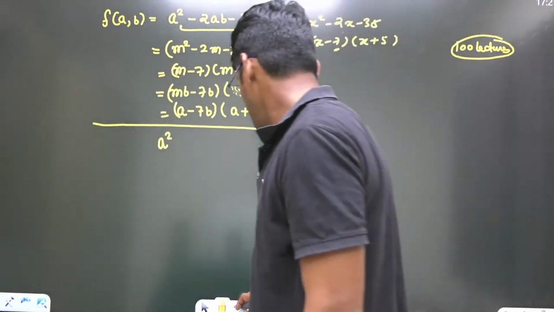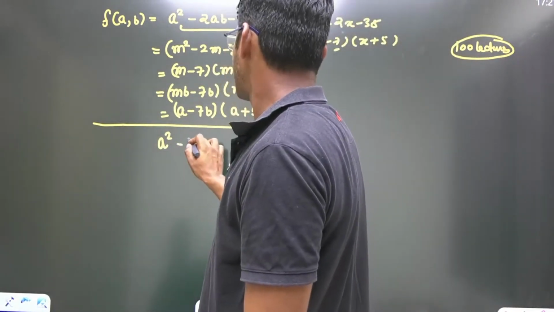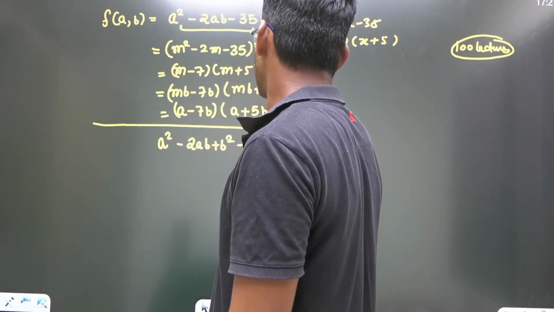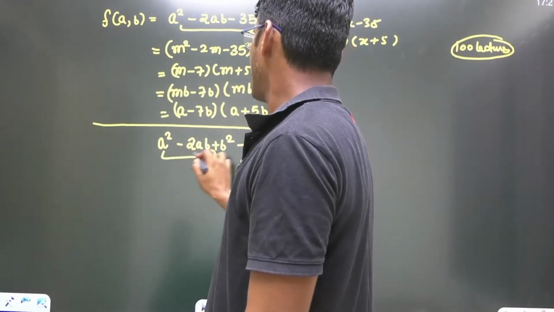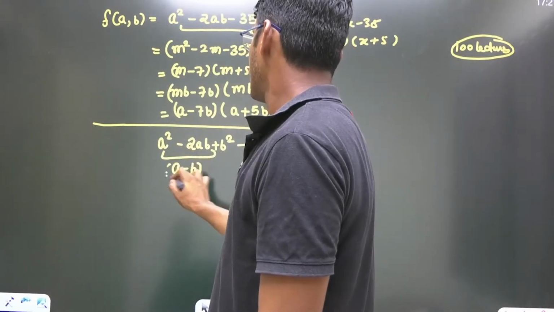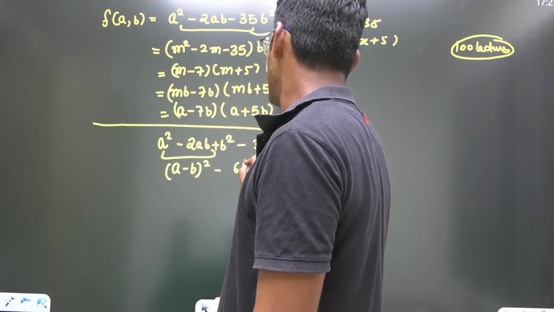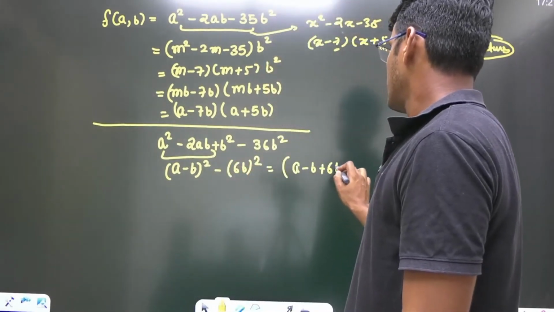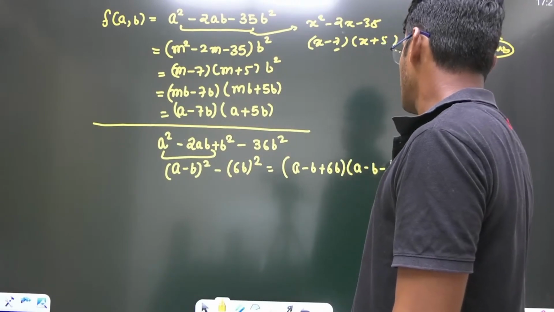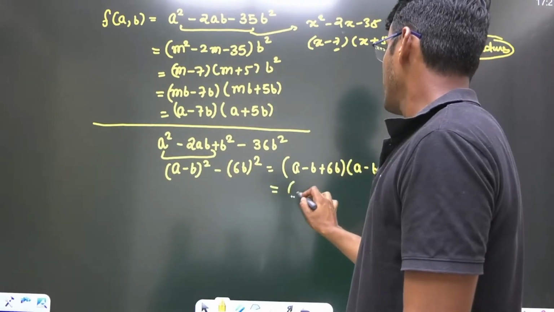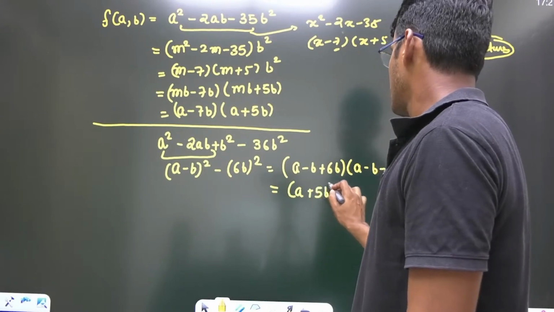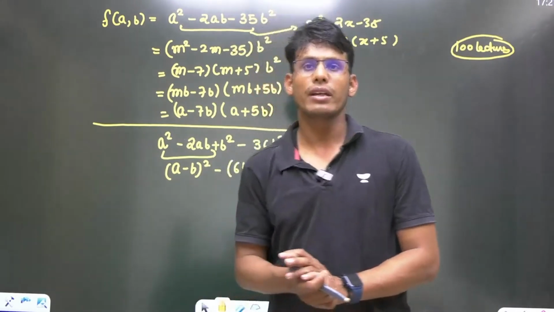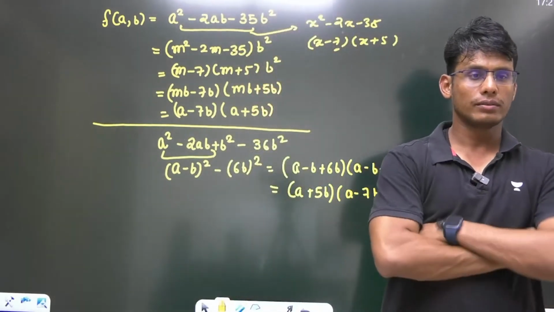Now another method is this, completing the square. Here you can use this. This is very elegant. You have a minus b square here, minus 6b whole square. So you can write it as a plus b, a minus b. So you have a plus 5b here, a minus 7b here. This is the answer.